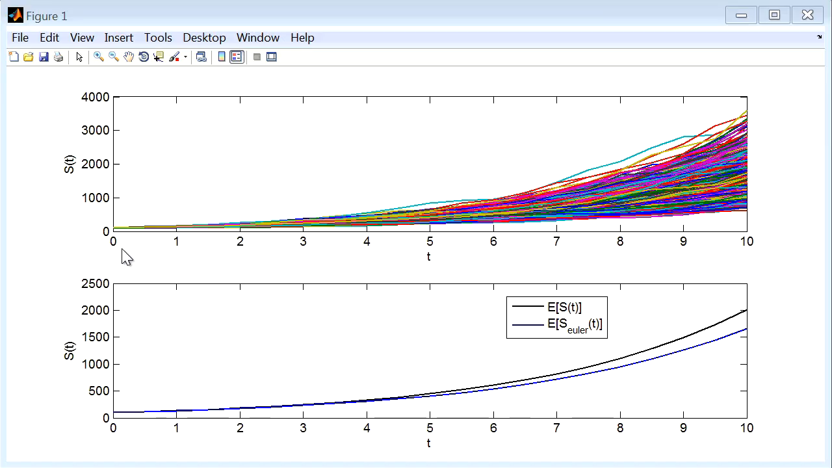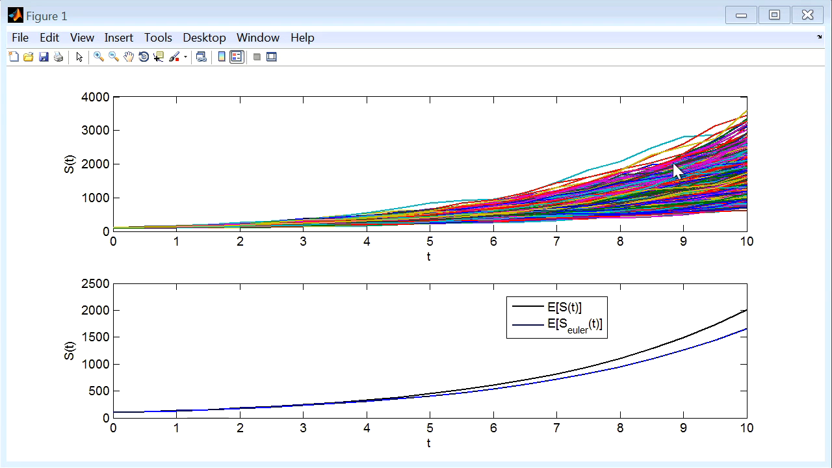Here we're simulating trajectories from geometric Brownian motion using the Euler integration method. We're simulating trajectories between 0 and 10 in 20 steps. That means that delta t in this case is 0.5. Remember that the Euler integration method has a discretization error associated to the fact that delta t is finite and not infinitesimal as it should be.